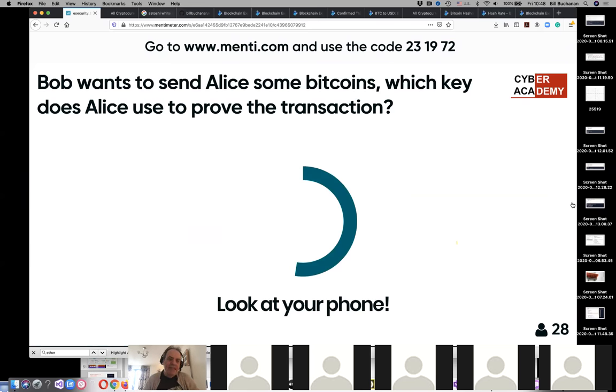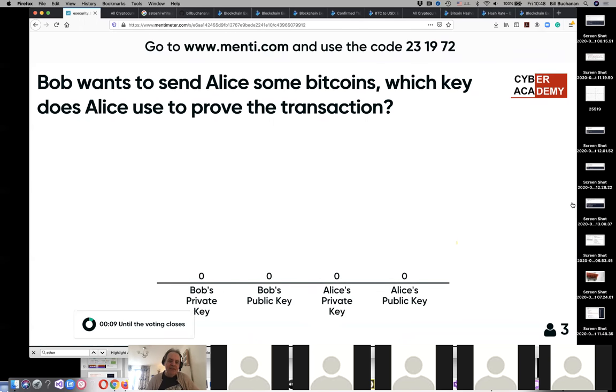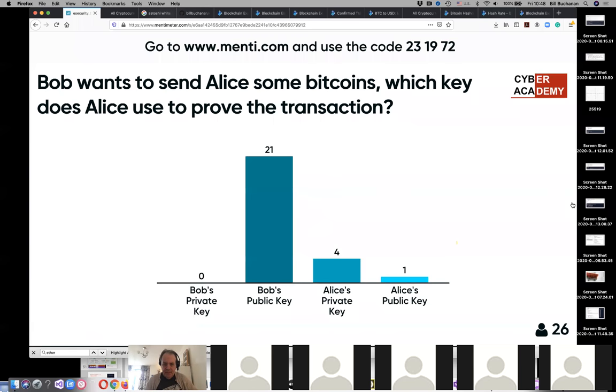Bob wants to send Alice some bitcoins. Which key does Alice use to prove the transaction? Bob's private key, Bob's public key, Alice's private key, or Alice's public key? It's Bob's public key. So he signs with his private key and he'll prove to everyone that he has the private key with his public key.